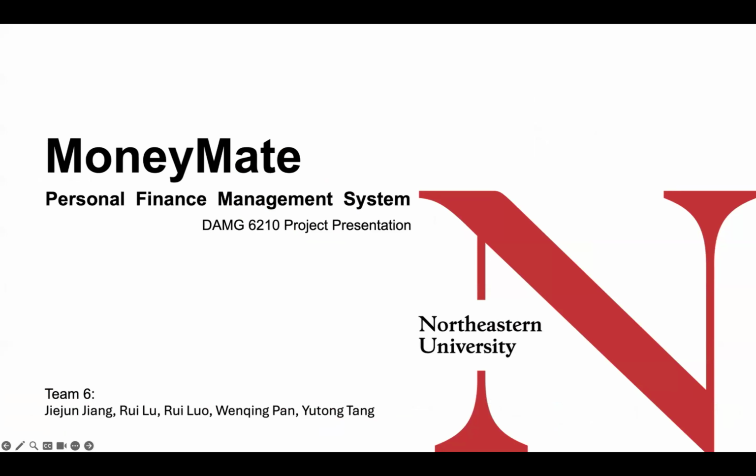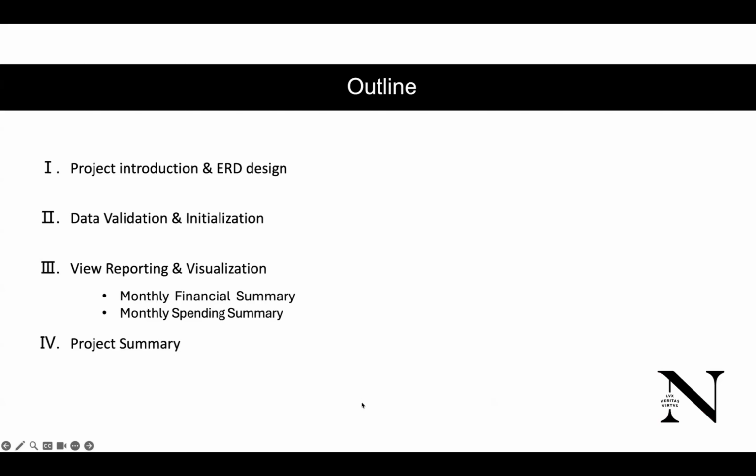Hello, everyone. Today, we are excited to present our project, MoneyMate, a personal finance management system. We are Team 6, and our mission is to simplify financial management with an all-in-one solution. Here is the outline of our presentation, which will be divided into 4 main sections. Let's start by looking at the key challenges we address.